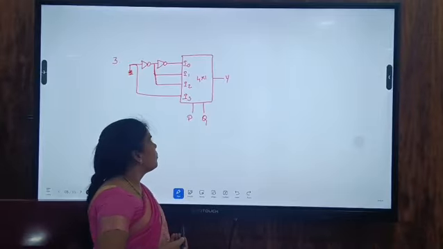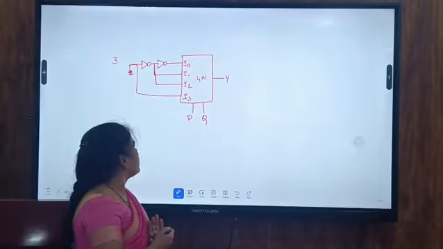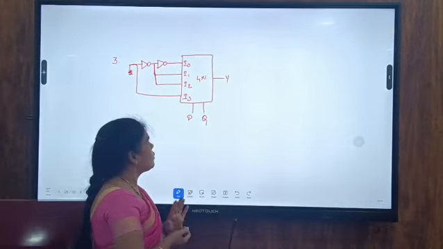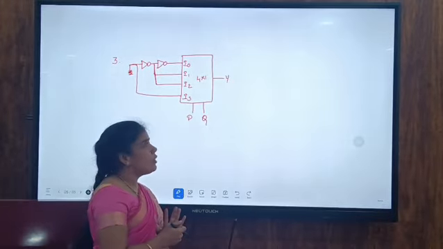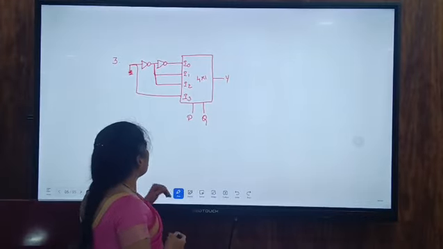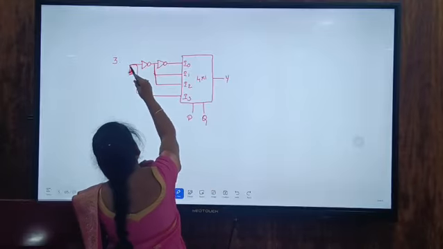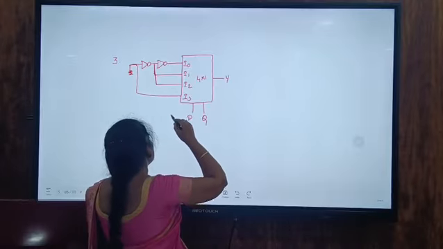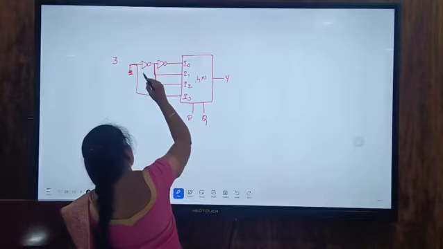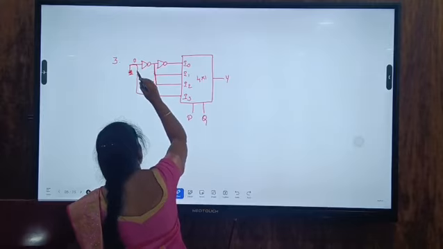This is the third problem. Okay, now how to solve this one? This is also a 4 by 1 mux. We have to determine what the Boolean function is for this circuit. If you see this diagram, this is connected to the ground terminal. Ground means 0 only. Here we have that input as 0.